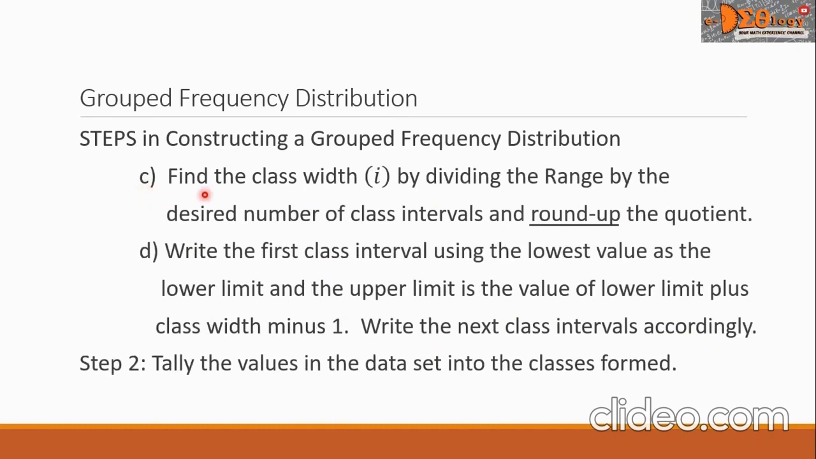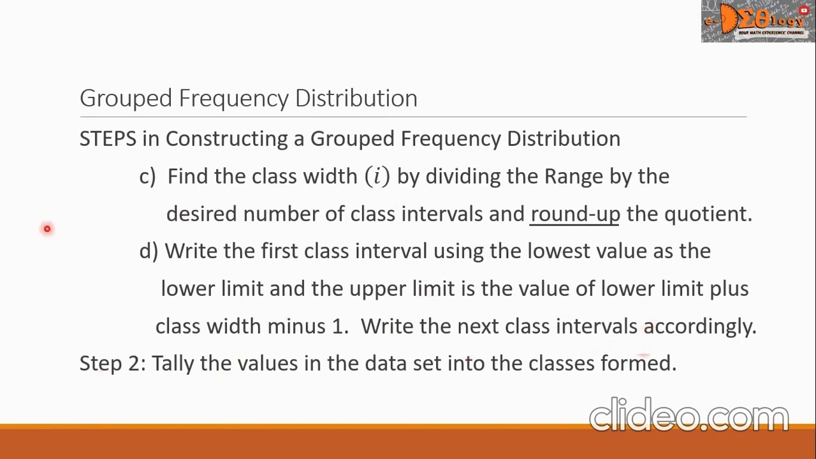Letter C, find the class width, denoted by I, by dividing the range by the desired number of class intervals and round up the quotient. Step D. Write the first class interval using the lowest value as the lower limit, and the upper limit is the value of lower limit plus class width minus 1. Write the next class intervals accordingly.